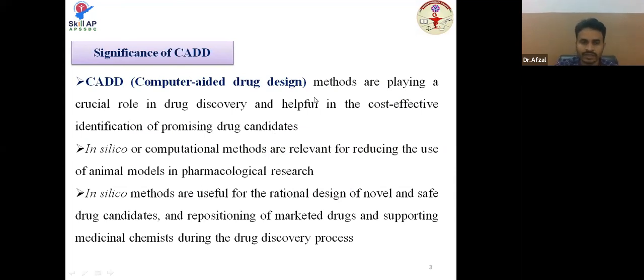That means it is cutting down the impact on the animals also, so that we can save many animals. That is another thing. And not only that, it is also useful for rational design of novel and safe drug candidates. And it is also useful for repositioning of marketed drugs.